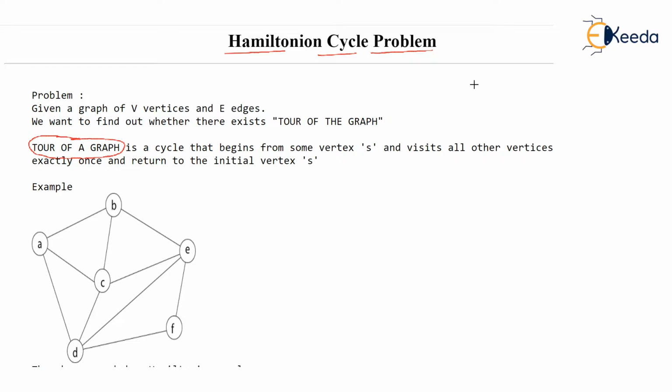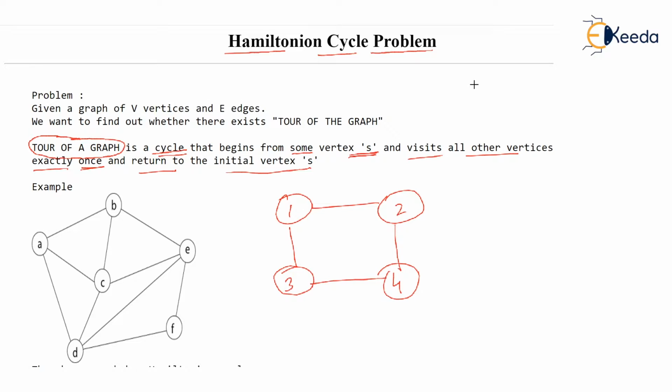Basically, a tour of a graph is a cycle that begins from some vertex S. You can begin this cycle from any vertex of the graph. Let's call that vertex S. And then you visit all other vertices exactly once and return to the initial vertex S. As an example, suppose we have a graph in this fashion. Let's say this is the graph.